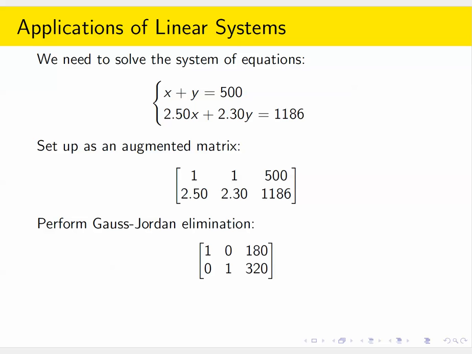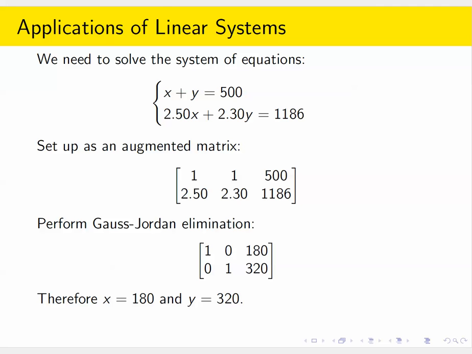And then if we perform Gauss-Jordan elimination, either by hand or using a calculator, we end up with this matrix, which appears to have an identity on the left side in the first two columns. And we know once we reach that point, we can just read off the answers. The first row represents an equation that says 1x equals 180, so x is 180, and the second row represents an equation that tells us y equals 320.